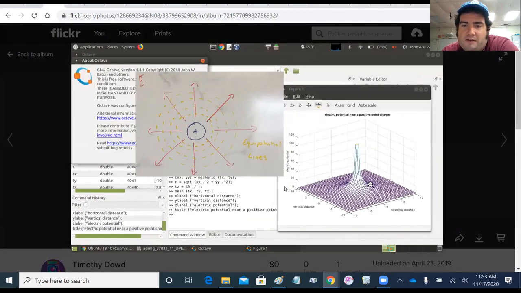Of course, if we had a negative charge, it would be sucked up the mountain. That's kind of a hard thing to see. That's what's difficult about static electricity. It can be both attractive and repulsive.